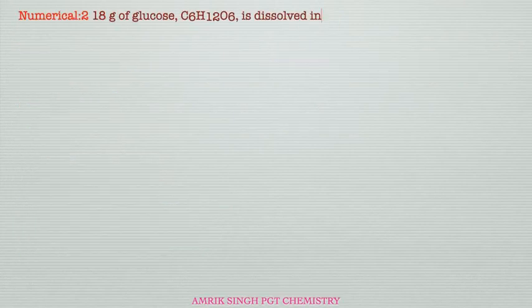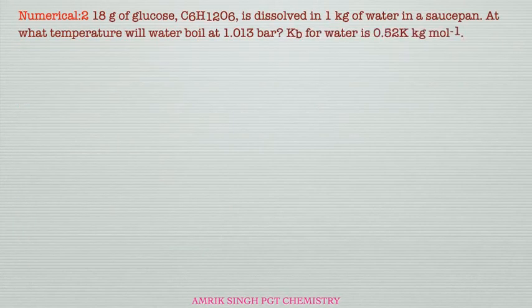Now, the second numerical is for elevation in boiling point. 18 gram of glucose is dissolved in 1 kg of water in a saucepan. At what temperature will water boil at 1.013 bar? Kb for water is given as 0.52 Kelvin kg per mole.